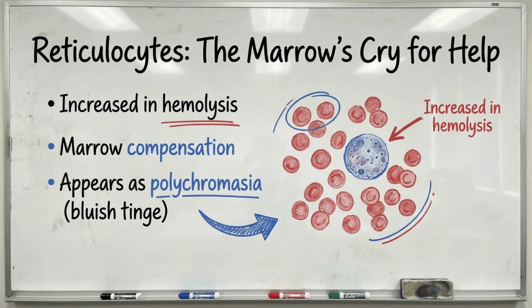On a standard Wright-stained smear, you'll see these as larger, bluish cells, a phenomenon we call polychromasia, which is due to residual RNA. So if you see a lot of polychromasia, it's a strong indicator that the marrow is working hard to replace lost cells, which is a classic sign of hemolysis. But remember, an increased reticulocyte count only tells us the marrow is responding. It doesn't tell us why.